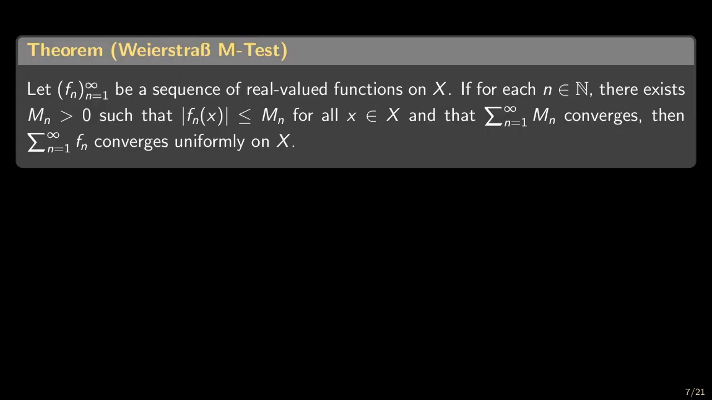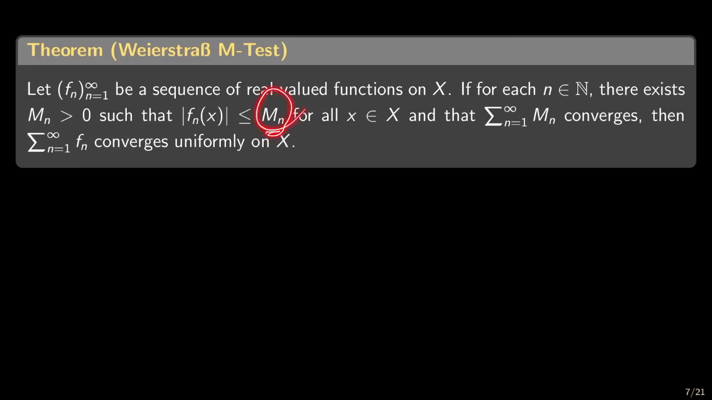Using Cauchy's criterion, we can now state a test for uniform convergence for an infinite series of functions, which is commonly known as the Weierstrass M-test. So here, you get a sequence f sub n of real-valued functions on x. If for each n, a positive bound m sub n can be found for each fn of x, meaning the function f sub n is bounded for all n on x. An upper bound is m sub n, but take note that this upper bound changes as n changes, meaning f sub 1 has an upper bound m1, f sub 2 has an upper bound m2, and so on.